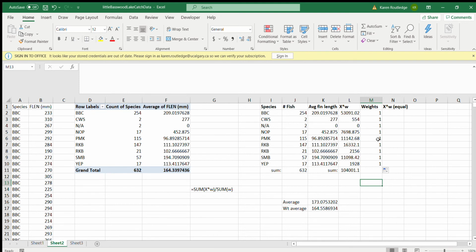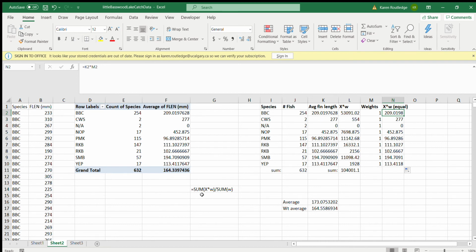So we've specified our weights. We do the same thing, x times w, so equals, x is still our fin length, and weights, in this case, we want our new equal weights. And we want to do this for every data point, so we'll just drag that down. So this is saying average fin length times 1 is 209, 277 times 1 is 277, and we keep on going down.